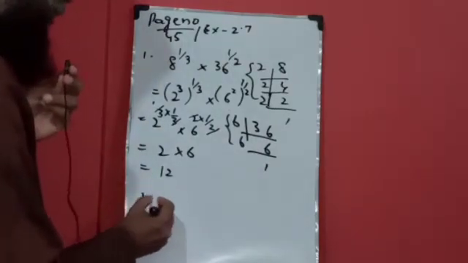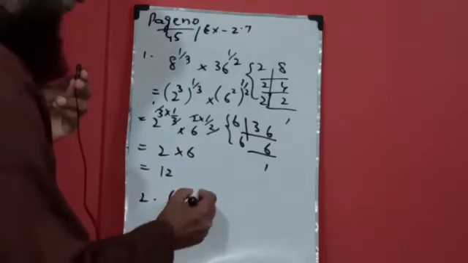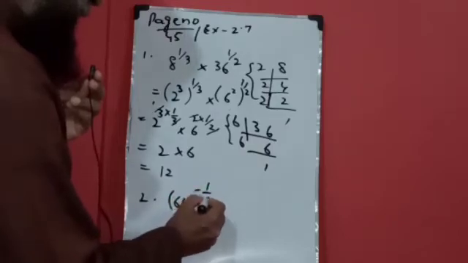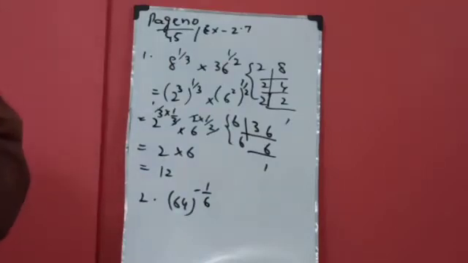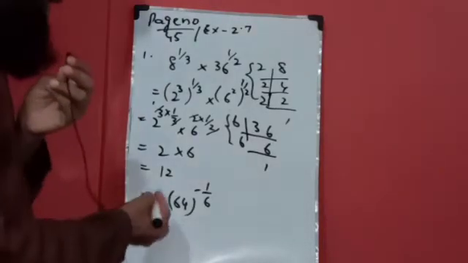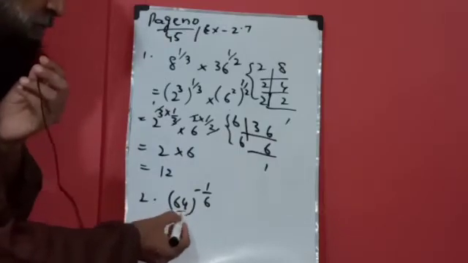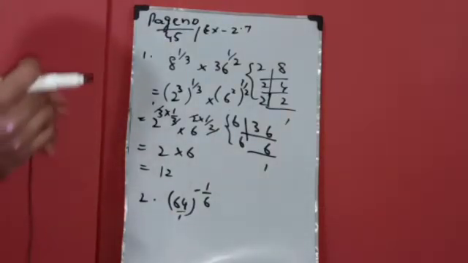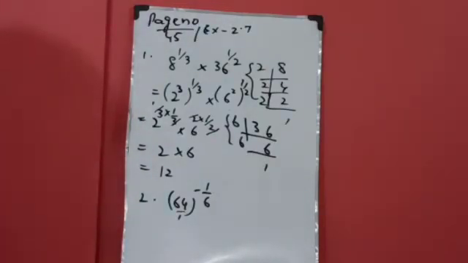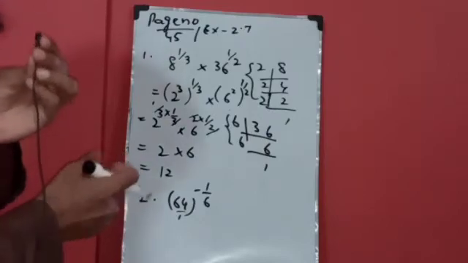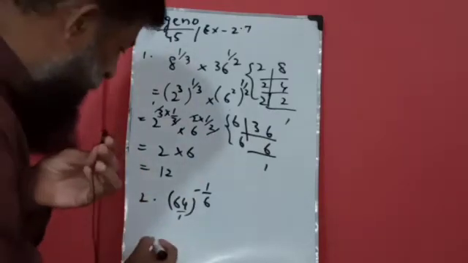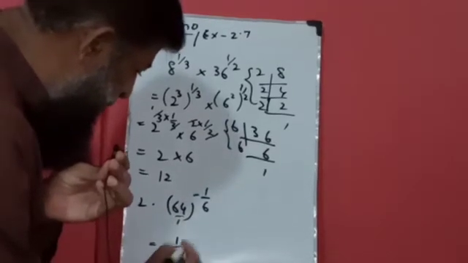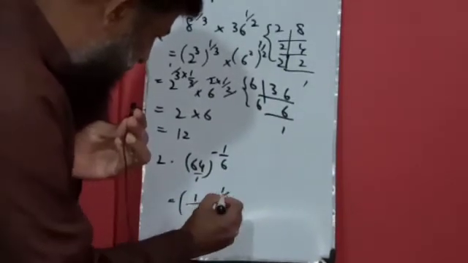Question number 2. 64 raised to power minus 1 upon 6. That means first we write 64 upon 1. As we remember, if a number has a negative exponent, we make it positive by changing the numerator to the denominator and the denominator to the numerator. So it can be written as 1 upon 64 raised to power 1 upon 6.